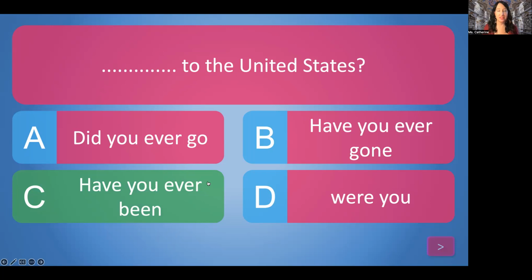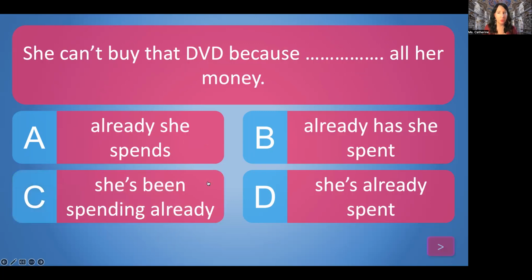Okay, let's repeat this together. Have you ever been to the United States? Great job. Okay, how about this one? She can't buy that DVD because all her money, A, already she spends, B, already has she spent, C, she's been spending already, D, she's already spent.